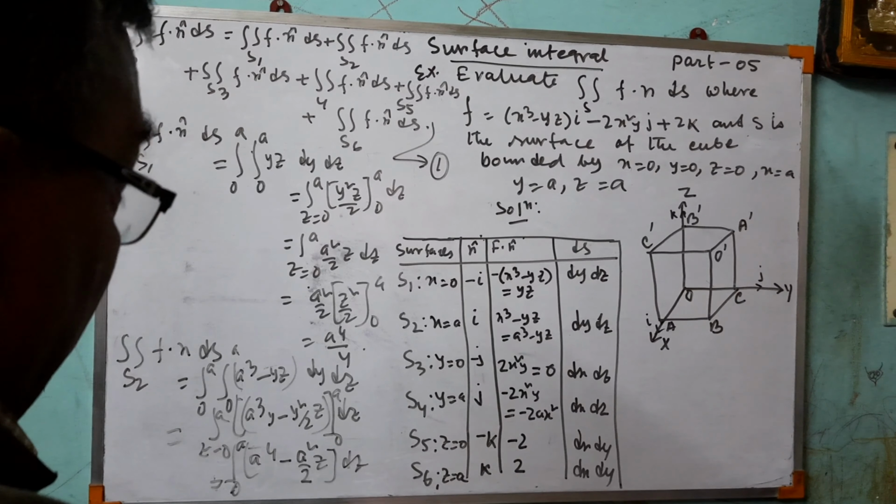Just follow me. Integration: S f dot n ds equals, first value is a to the power 4 by 4, then plus a to the power 5 minus a to the power 4 by 4, then plus S3 value is 0, so I am not calculating now. S4.